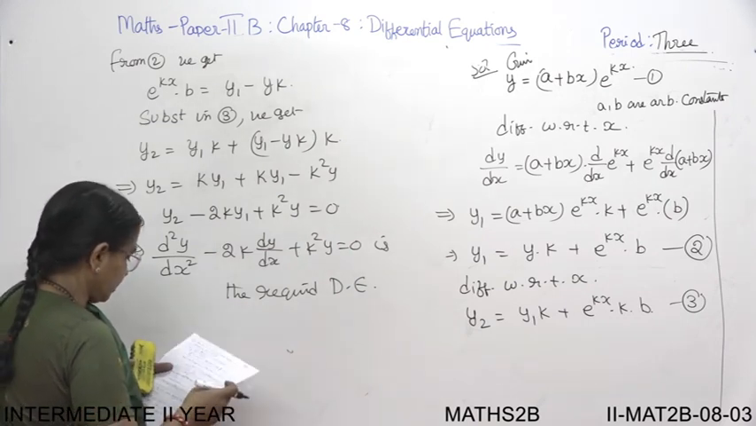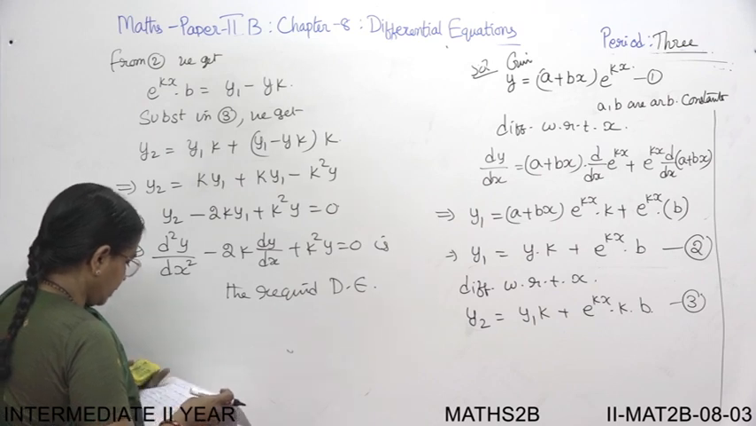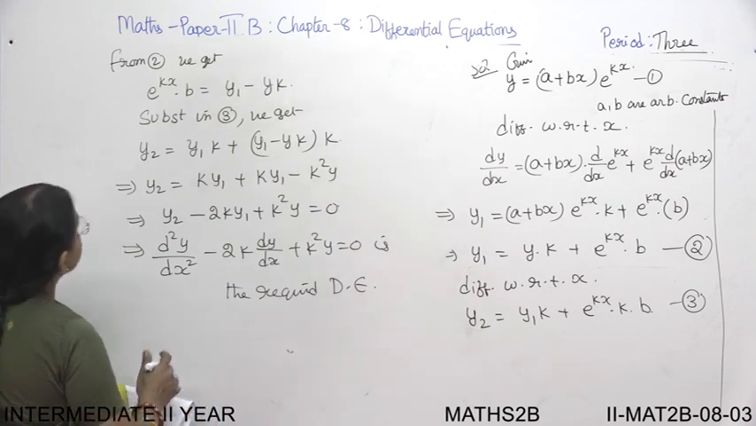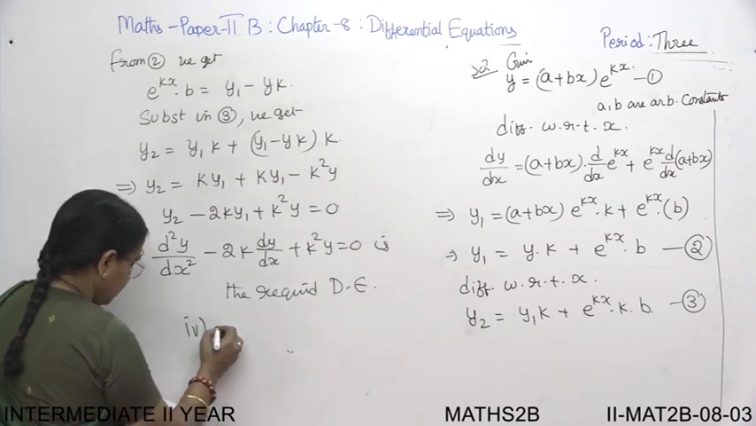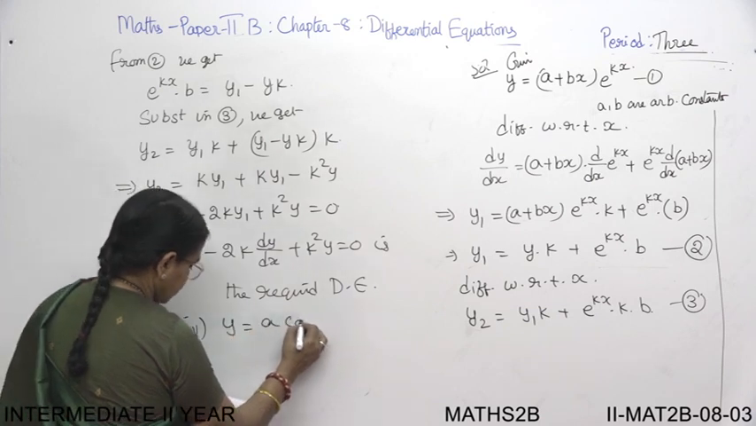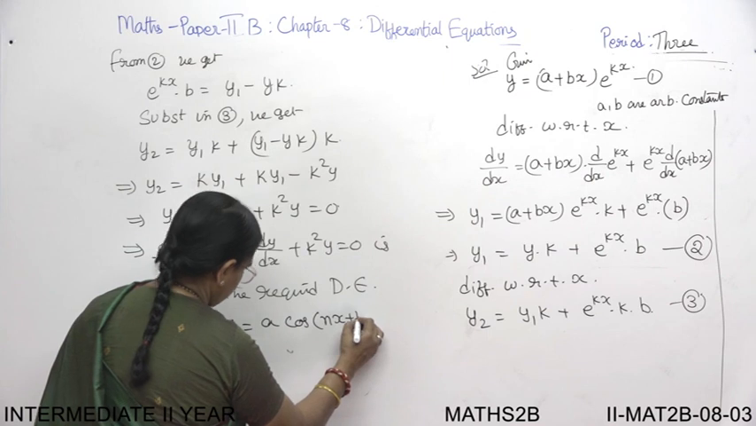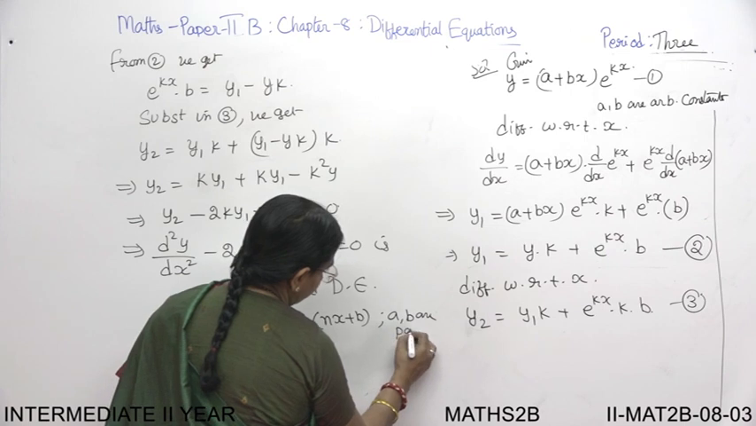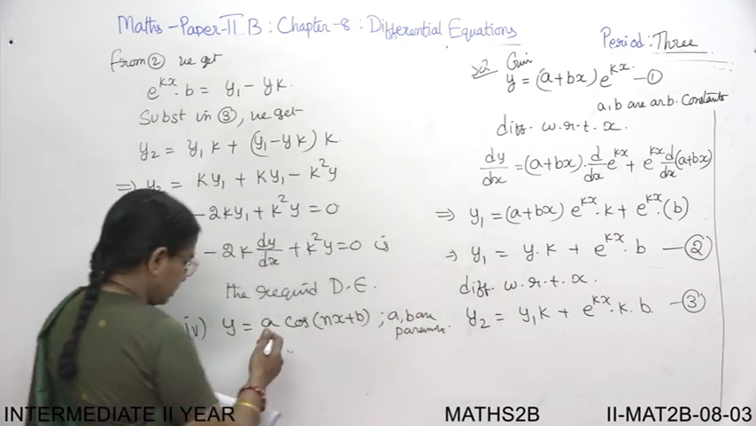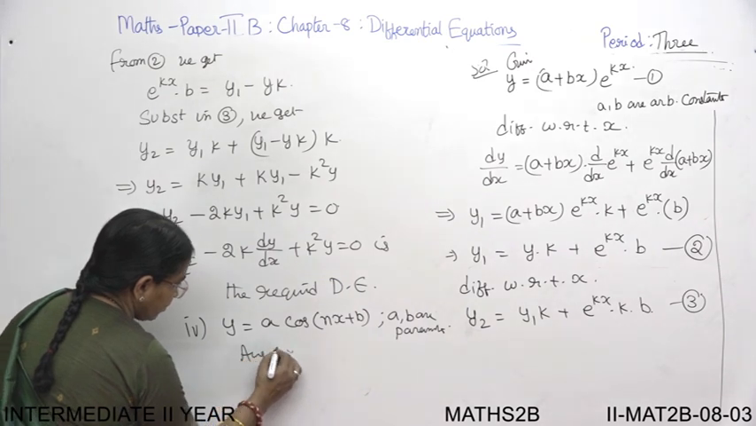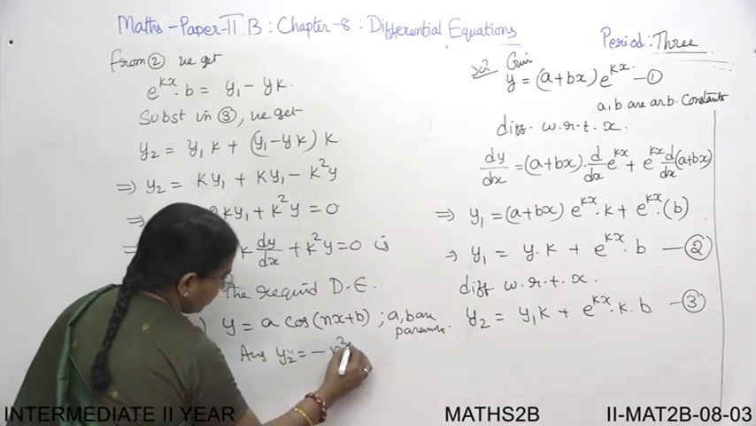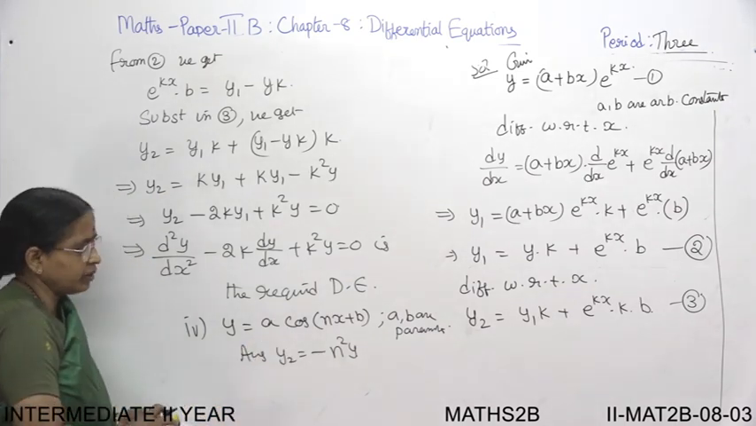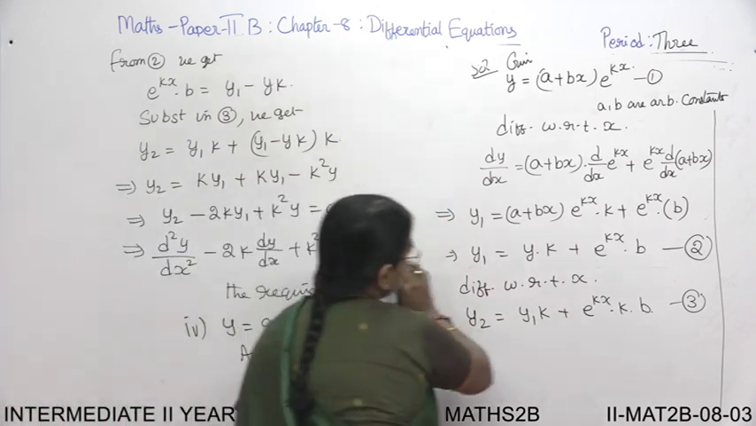Now the next problem, you can take this as a homework. Next, you can try this problem. Fourth bit, he has given us y is equal to a cos nx plus b sin nx, and here a, b are parameters. So this is very easy. The answer is y2 is equal to minus n square y. When you find the second derivative, in that only you will be able to substitute y. So you will get the answer. You can try that problem.